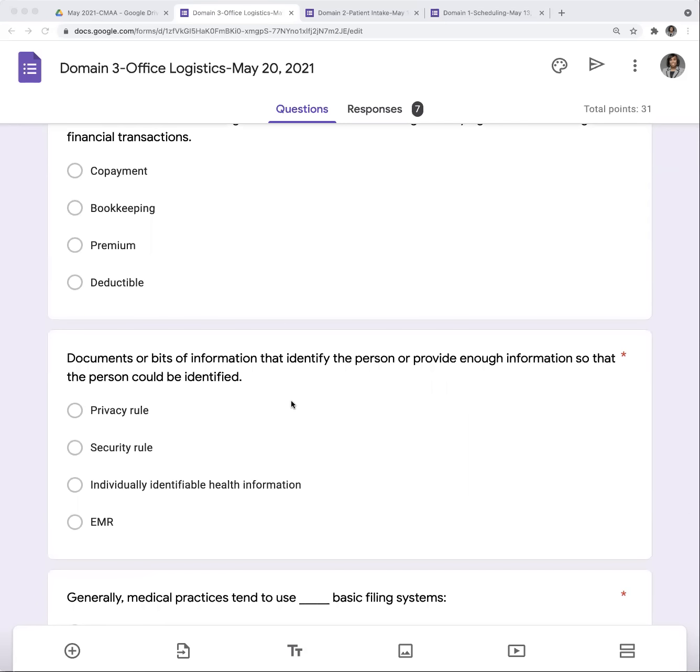Documents or bits of information that identify the person or provide enough so that the person can be identified. Individually identifiable health information.